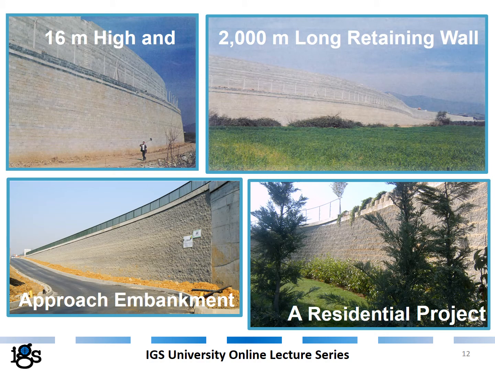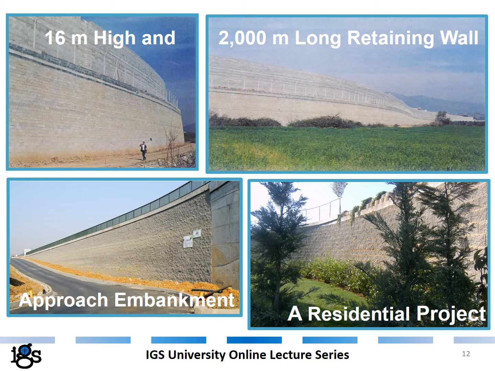In this slide, I want to show you a few examples of segmental retaining walls. Here is a wall that is 16 meters high and 2,000 meters long. The height is definitely not an extreme height for this technique. There has been much higher walls which have been constructed than this one, but the reason why such a long wall has been constructed using the segmental wall technology is because the cost efficiency of the system, and because its construction is also very practical and quick.